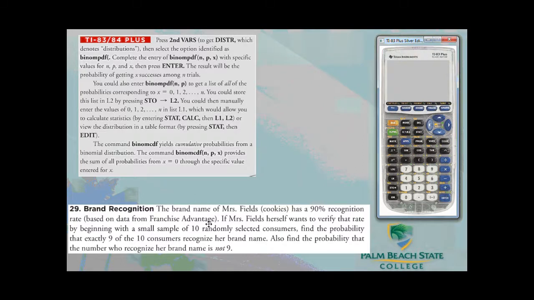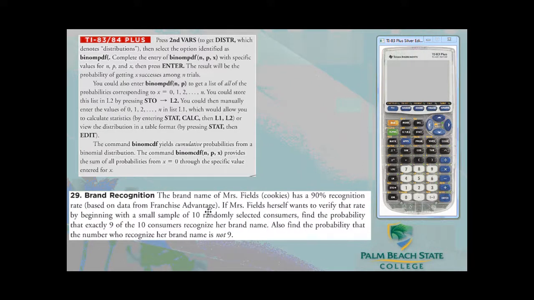Brand recognition. The brand name of Mrs. Fields Cookies has 90% recognition rate based on data from the Franchise Advantage. If Mrs. Fields herself wants to verify that by beginning with a small sample of 10 randomly selected consumers, find the probability that exactly 9 of the 10 consumers recognize her brand name. Also, find the probability that the number who recognize her brand name is not 9.